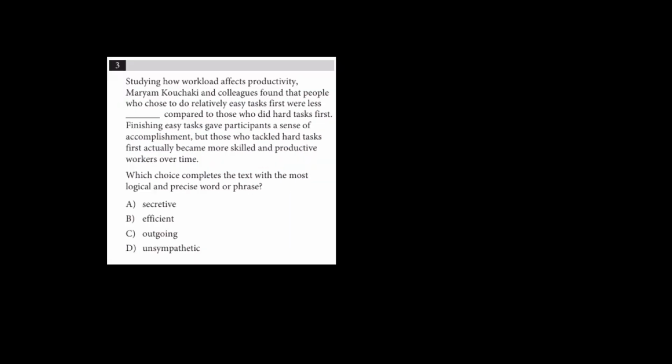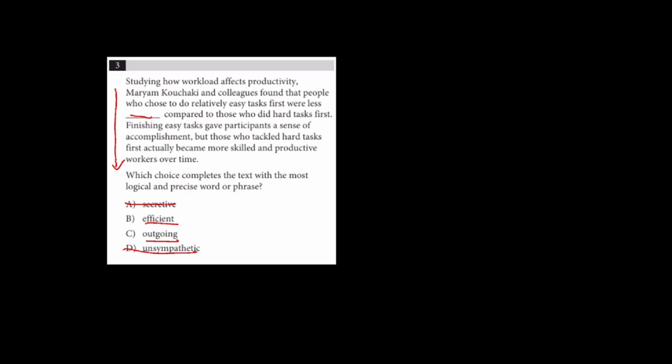All right, for number 3, you have a study about how workloads affect productivity. So again, read the whole passage and then the question. Which choice completes the text with the most logical and precise word or phrase? Same as the last one. We're going to be putting all these into the blank here: secretive, efficient, outgoing, and unsympathetic. Unsympathetic has nothing to do with the passage. There's nothing about sympathy. Secretive, also nothing. So efficient and outgoing are our two probable outcomes.